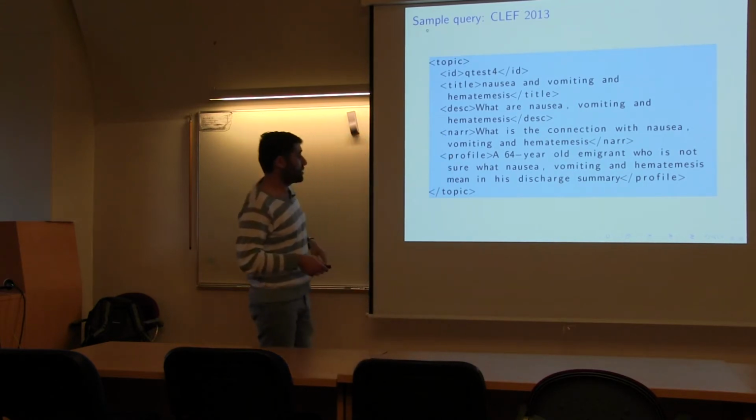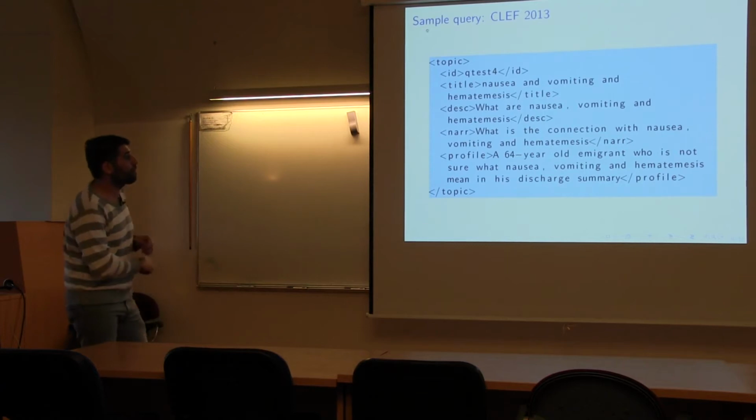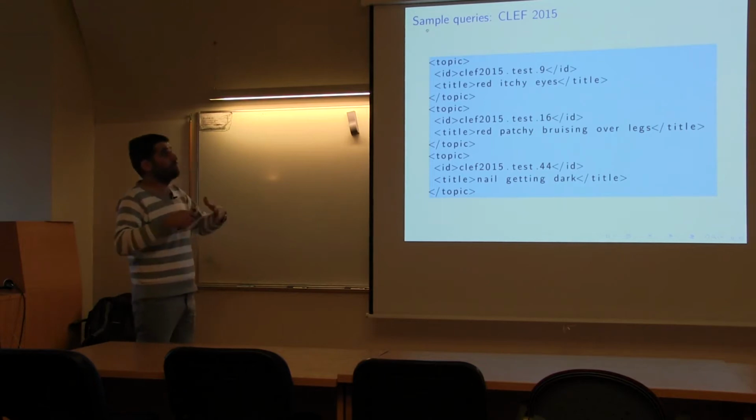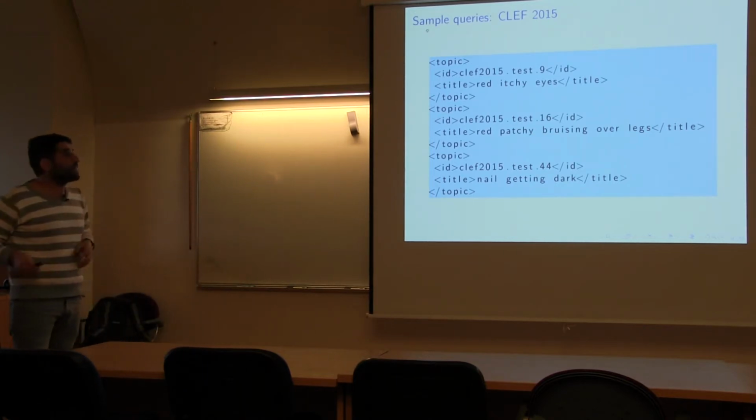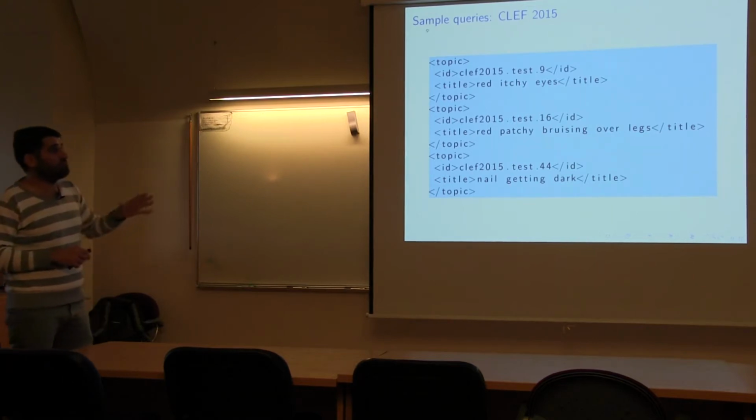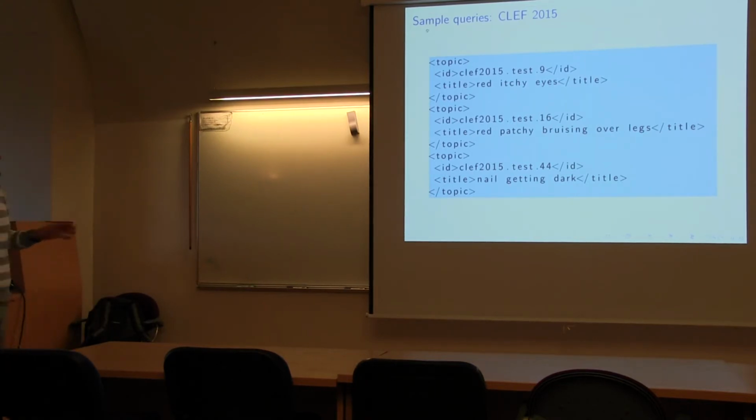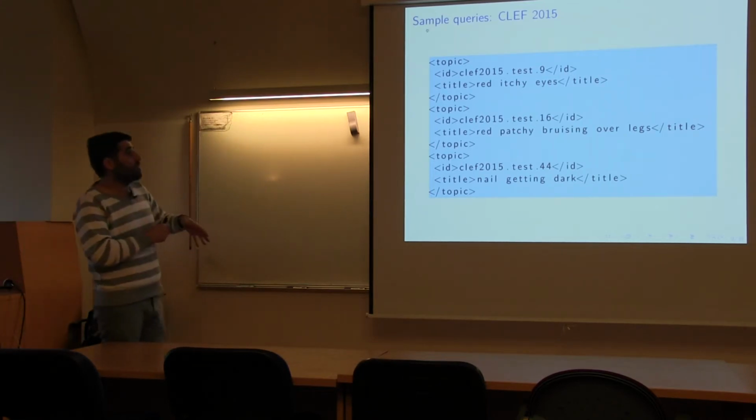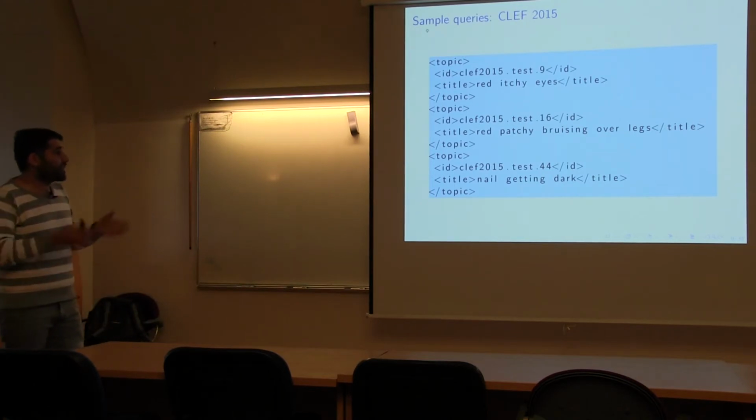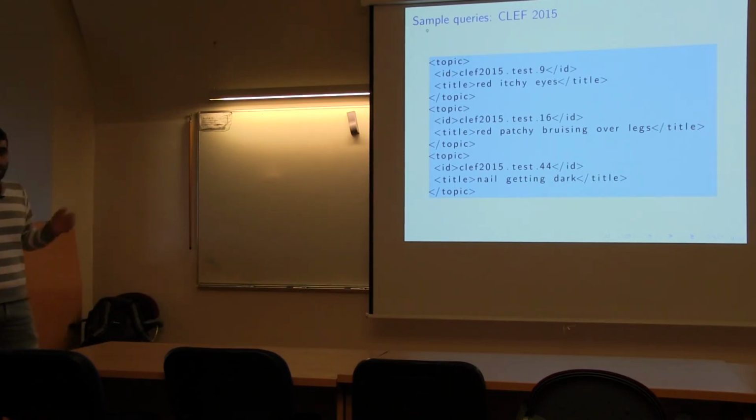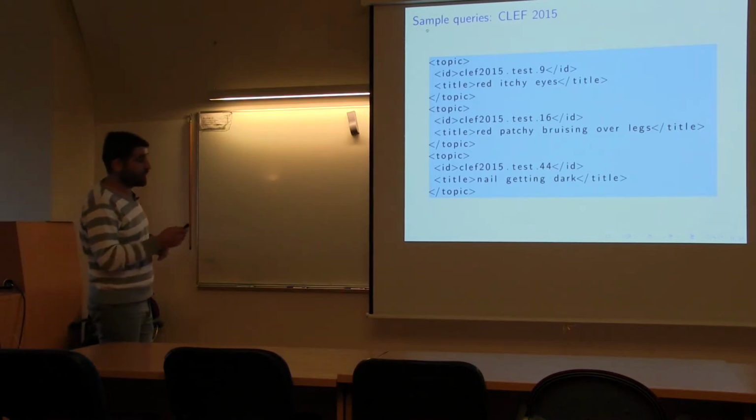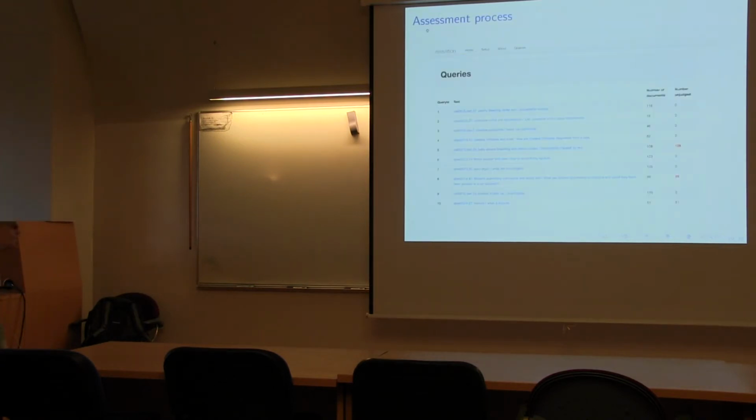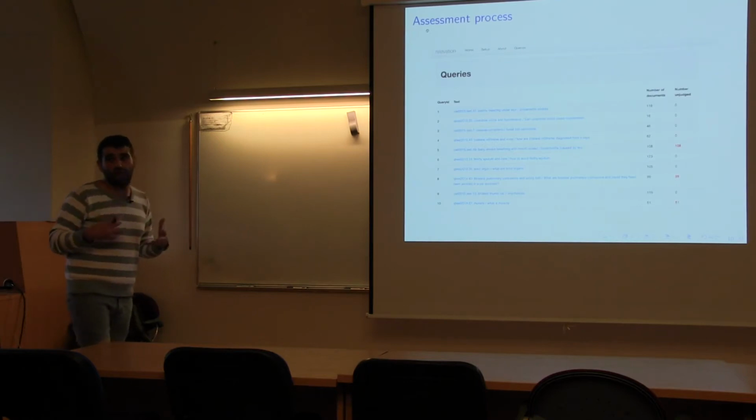In 2015, we don't have this description, because the students looked at some pictures and typed what they saw. So as you can see, it is simple English without any medical terms. Here are 3 examples from 2015: simply red itchy eyes, red patchy bruising over legs, or nails getting dark. Simple English without complicated medical terms.